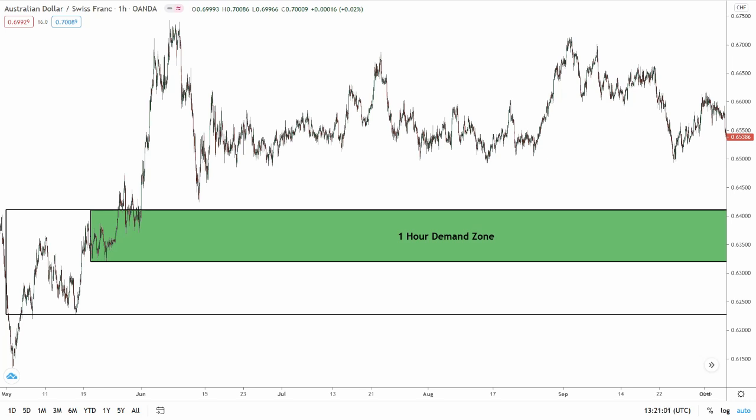Our 1 hour zone formed from the bank traders on the daily entering their positions. We just can't see this on the daily because it doesn't show as much detail as the 1 hour. We're seeing the picture from far away. The close-up details aren't visible anymore.